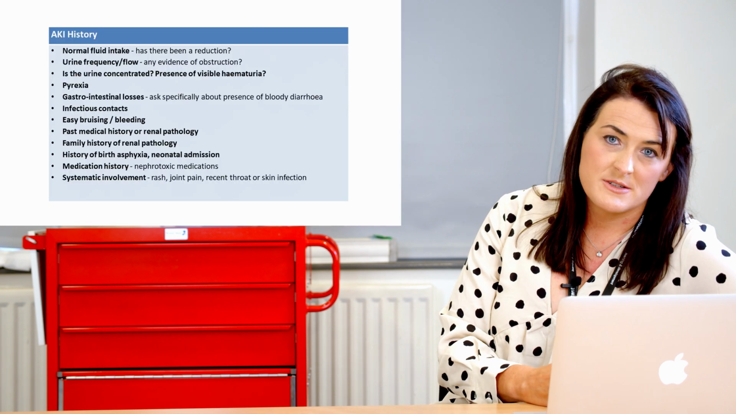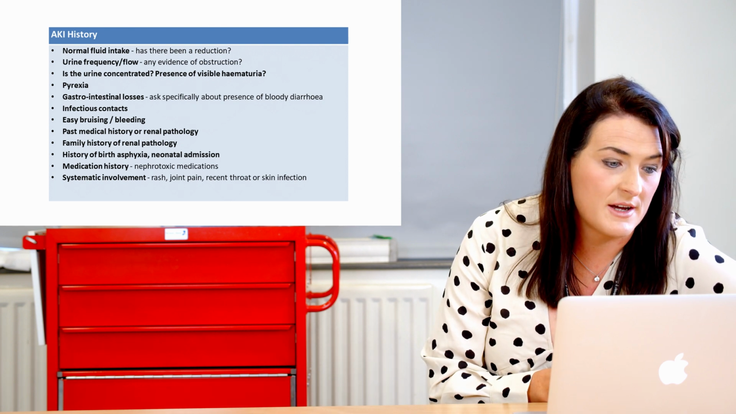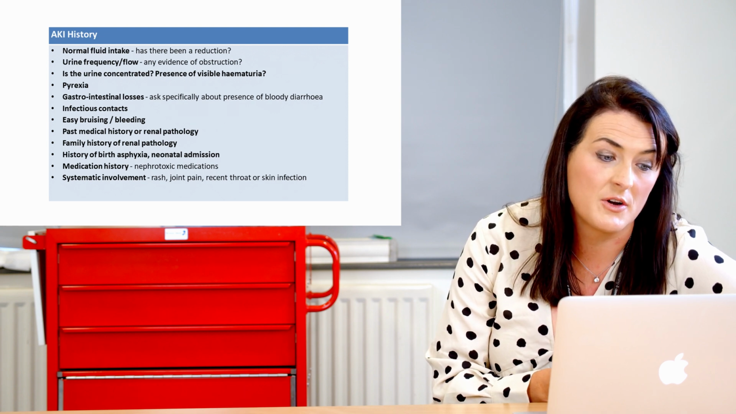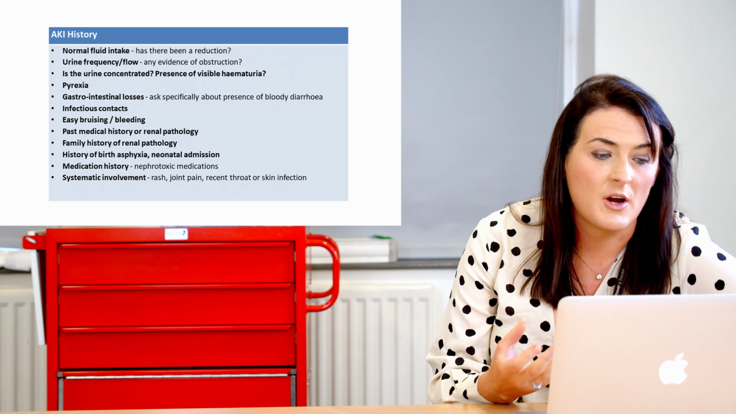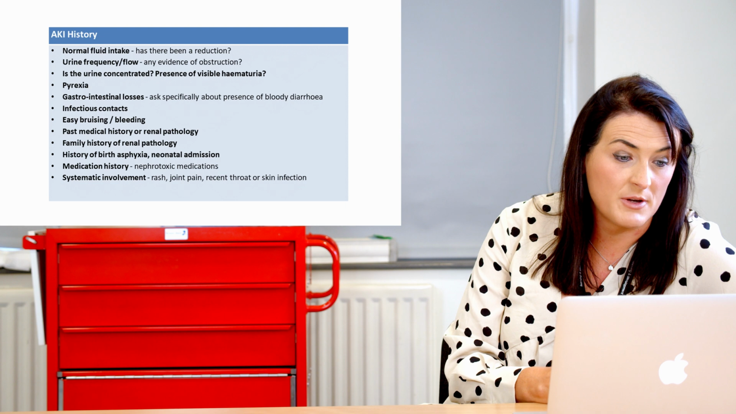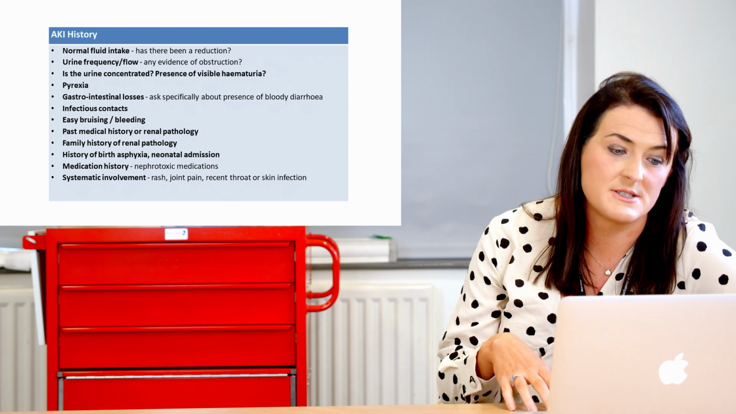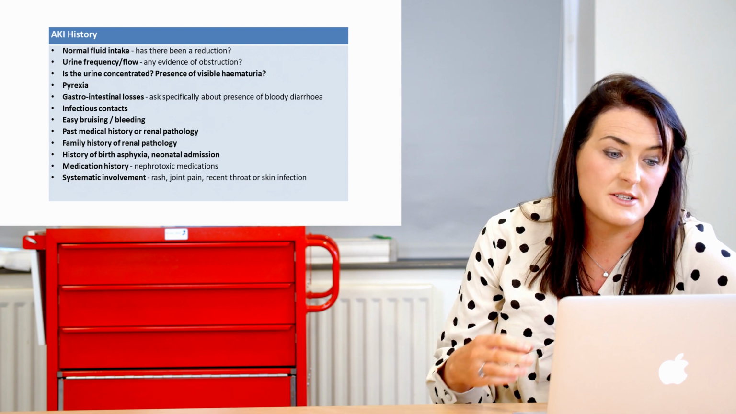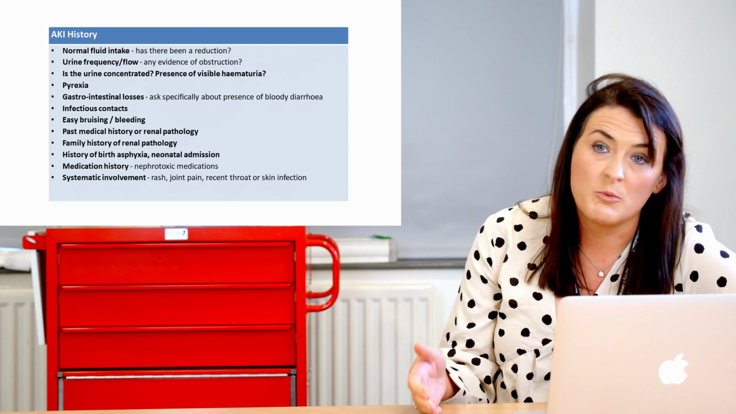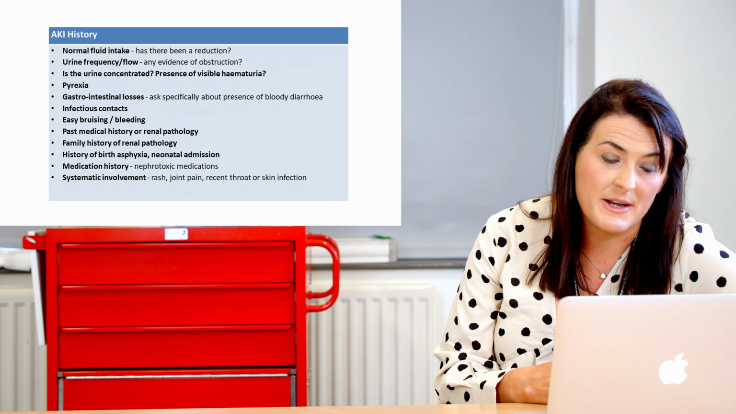So history is really important from the point of view of AKI, and it's important that you do take the time to do that. So think about the fluid intake. Has there been a reduction? What about their urine? Again, is there a query about obstruction? And is it concentrated? Is there blood in it? Temperature, you're thinking about insensible losses. So if you've got GI losses plus temperature, you must think that actually that renders them at higher risk of dehydration. Your normal history points, as you always would, but really focused in on that medication history.